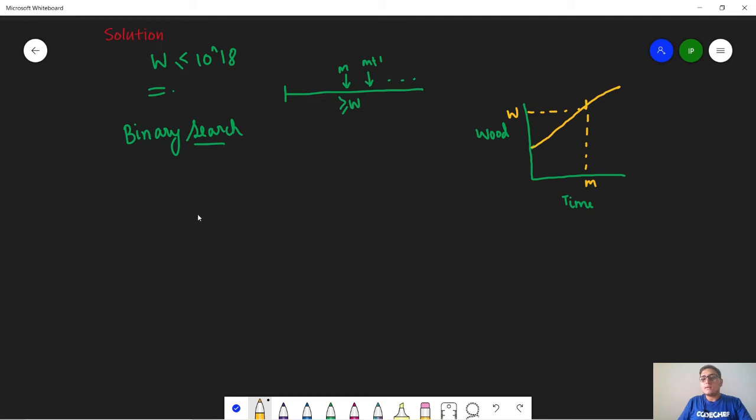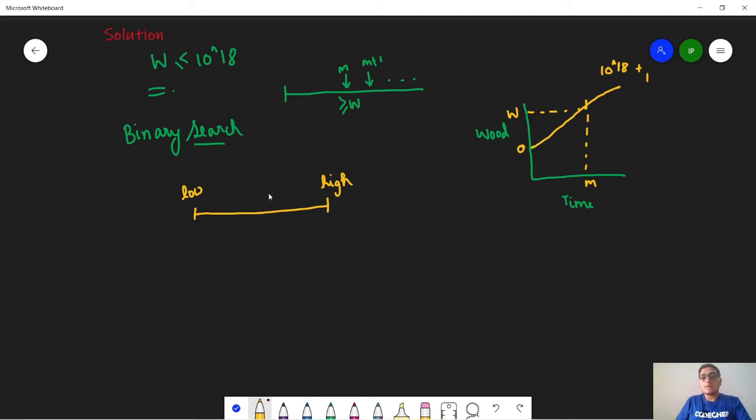To apply this, we will take a range low and high, and we will assume that the answer lies in this range. So for our case, we can take the low as 0, and let us say we take a very high range as 10 to the power 18 plus 1. Because the total amount of wood that we need is at most 10 to the power 18 and the rate of growth is at least 1, the number of months in the worst case we require is 10 to the power 18.